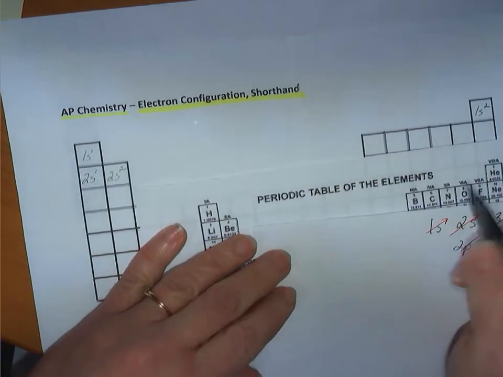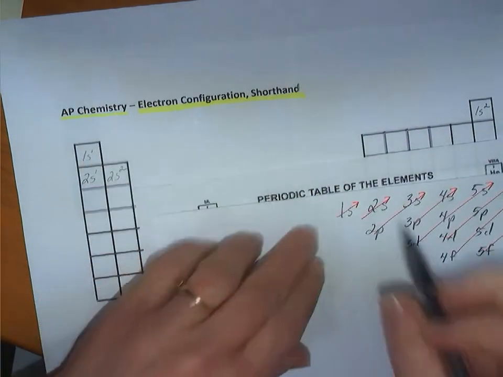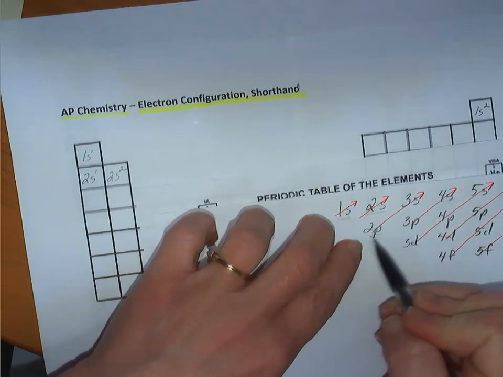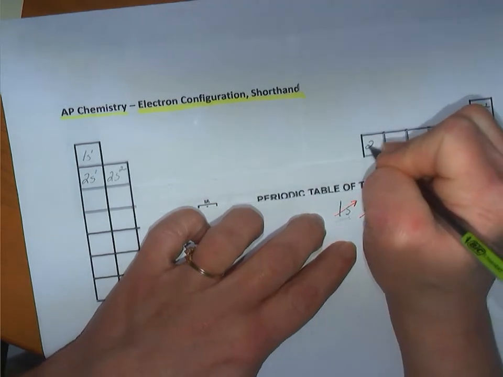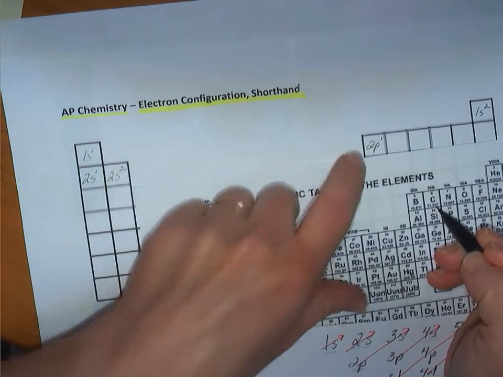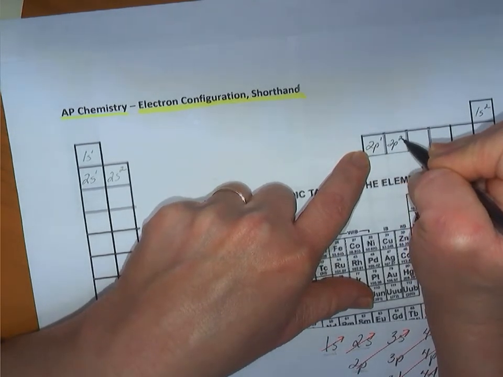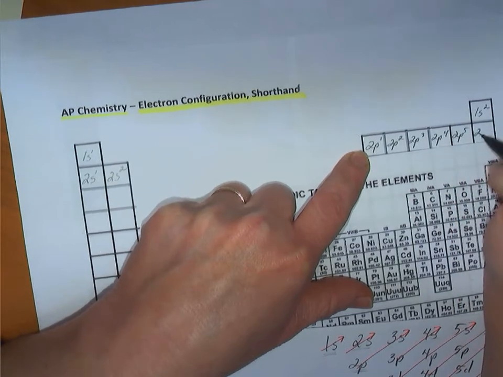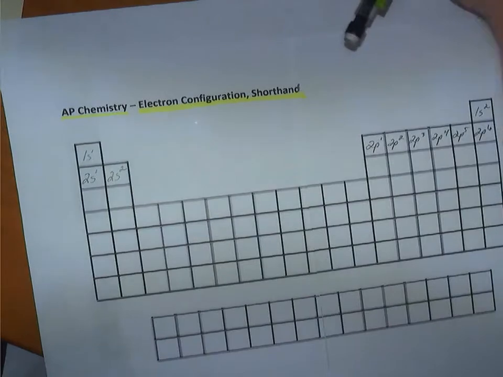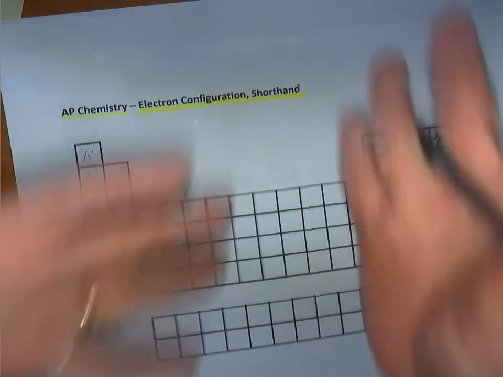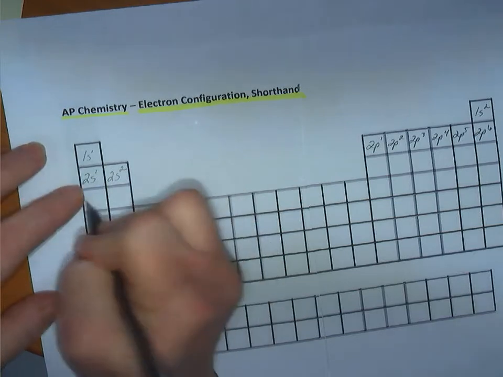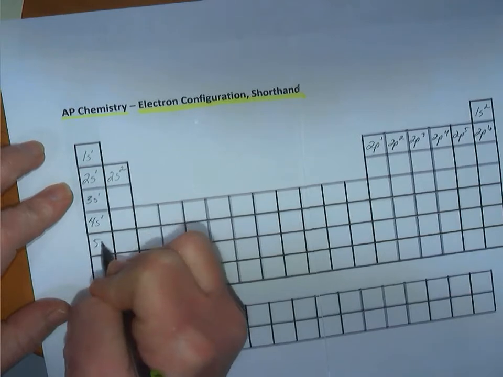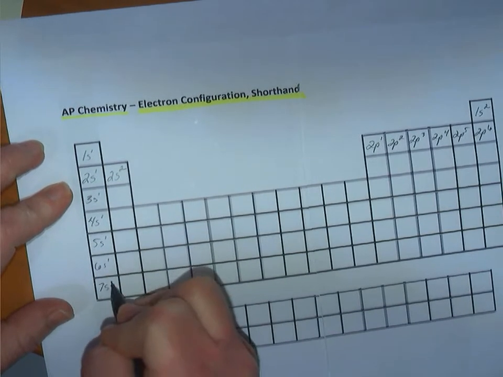All right, let's go to boron. Boron with 5, 2 in the 1s, 2 more in the 2s, then we fill the first position of the 2p. Carbon has 1 more, so that'll be 2p2, and 2p3, 2p4, 2p5, 2p6. I bet you can now start to fill in the blocks without even looking at the Aufbau chart. So this will be 3s1 and 4s1, 5s1, 6s1, 7s1.